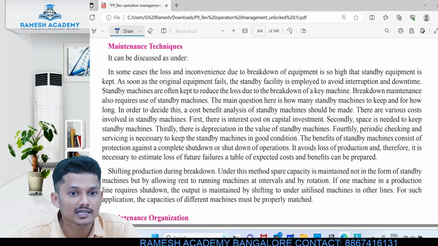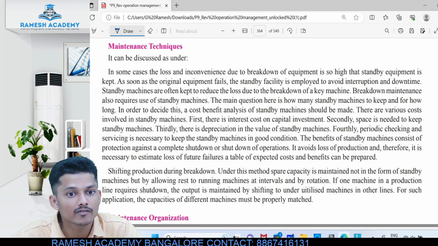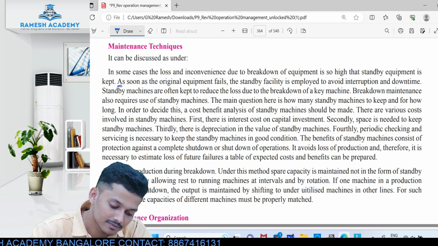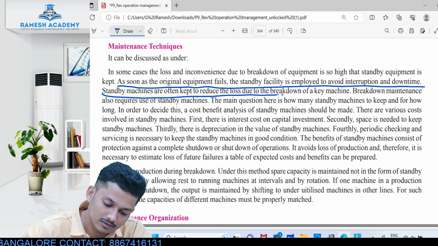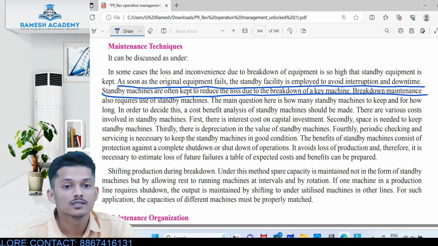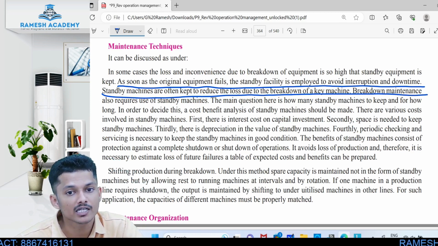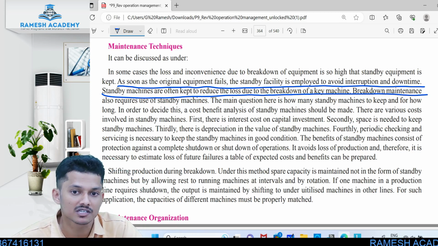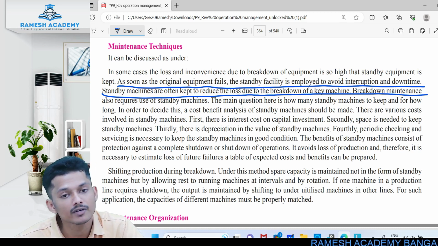So maintenance techniques can be discussed as under. In some cases, the loss and inconvenience due to breakdown of equipment is so high that standby equipment is kept. As soon as the original equipment fails, the standby facility is employed to avoid interruption and downtime. So that means in regular maintenance, a backup. Suppose the original equipment fails, the substitute facility will always help to avoid the interruption and downtime. In this way the work goes in a company in a much smoother way.